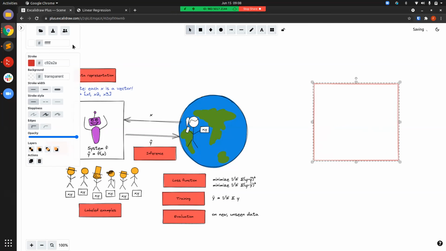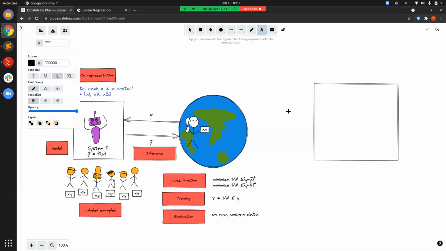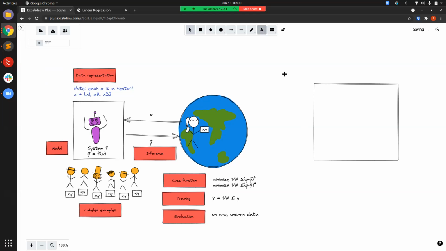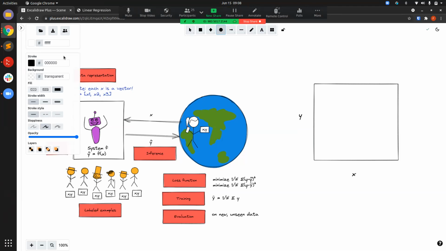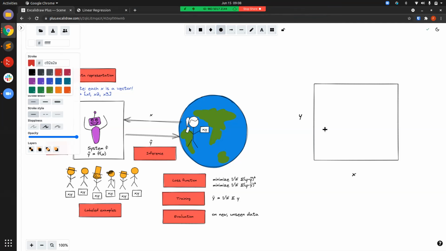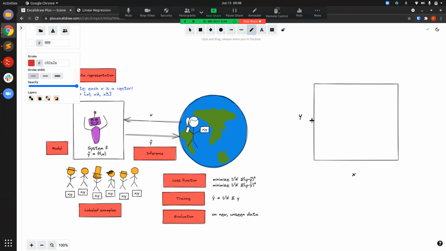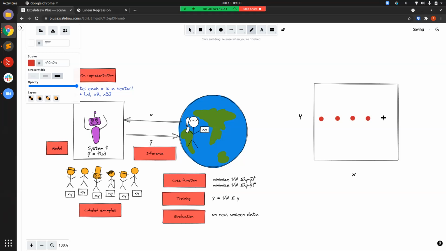So let's imagine we have some data set here. On the vertical axis, I'm going to put y, the true value. On the horizontal axis, I'll put something x. Now, suppose I have a data set that looks like this. Is this model going to do well on the data set?